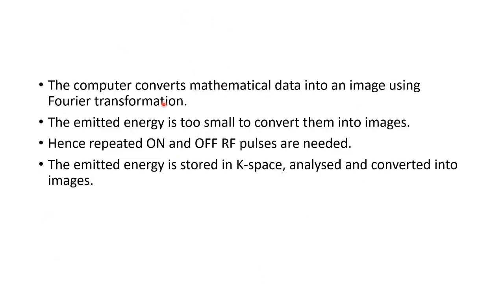Once the signal is received, the computer converts mathematical data into an image using a process called Fourier transformation. The emitted energy is very small to convert into images, so repeated on and off sequences are used. The emitted energy is stored in an imaginary K space, which can later be converted to images.